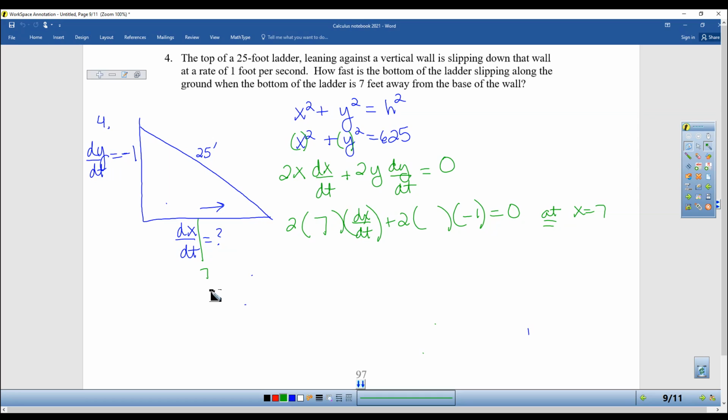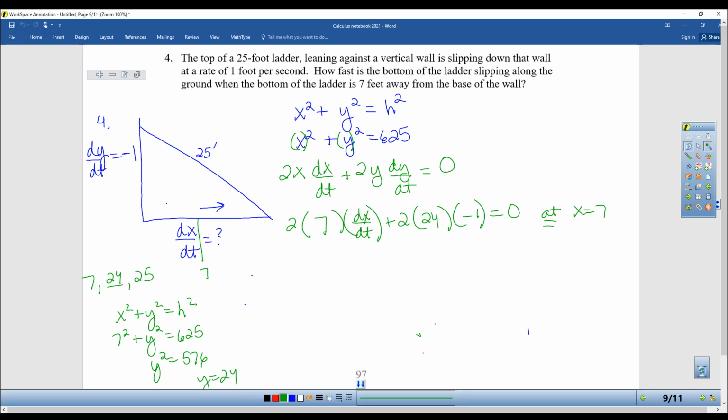Well, unless you happen to recognize a perfect Pythagorean triple, 7, anybody? 7, 24, 25, then you'll know that this is 24. But most of you aren't going to remember your Pythagorean triples. So you're going to do x squared plus y squared is equal to h squared. So 7 squared plus y squared is equal to 625. And when you solve that, you will get y is equal to 24.